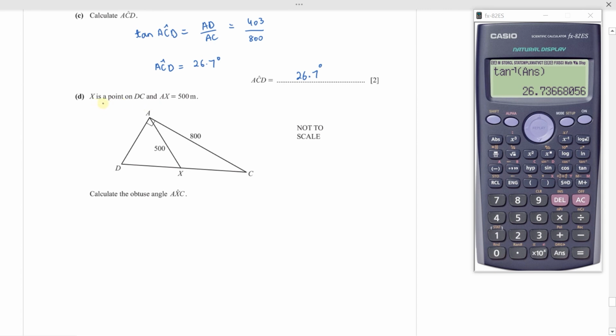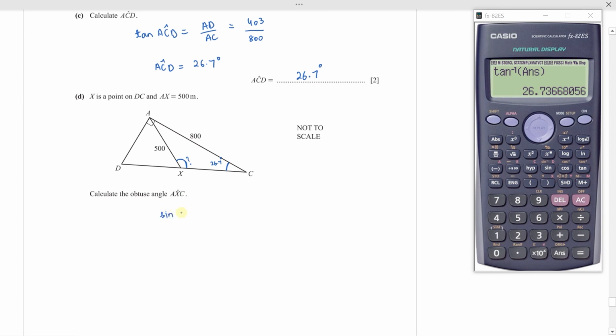The next part is X is a point on DC. So X is a point on this line DC here. AX is 500 meters. Calculate the obtuse angle AXC. So obtuse angle, which is greater than 90 and less than 180, is this angle AXC here. And we calculated angle ACD in the previous part, which is 26.7 degrees. So now if I look at this triangle AXC, I know this angle, and I know the length opposite the angle I need to calculate is 800. So I can use the sine rule here.